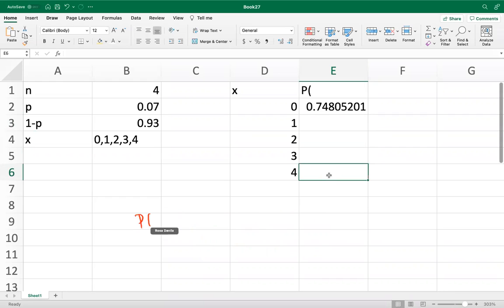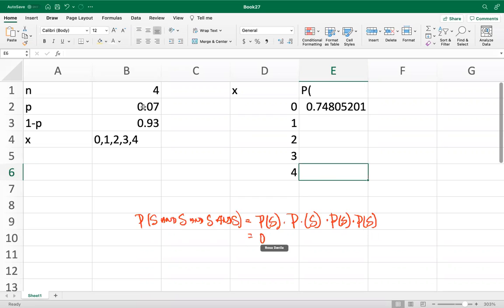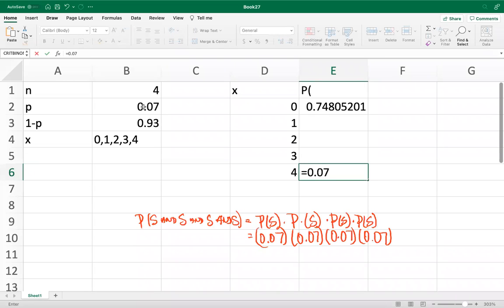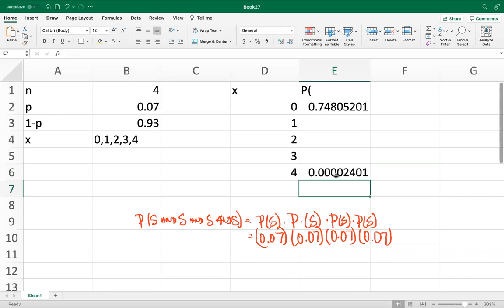So we have probability of success and success and success and success. It's going to be probability of success times probability of success times the probability of success times the probability of success, which here we have as 0.07, and the last one 0.07. This is going to be equal to 0.07 raised to the power of 4. Cool, that's all those possibilities.